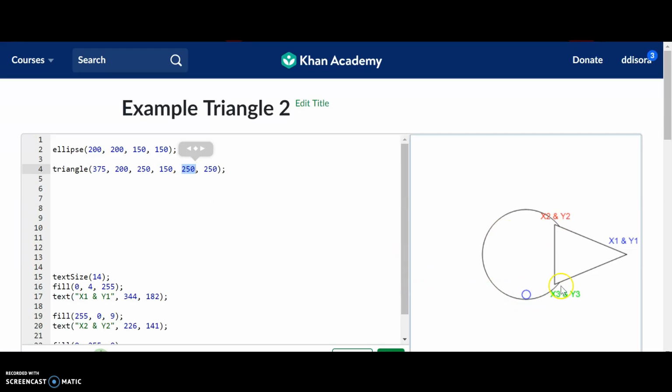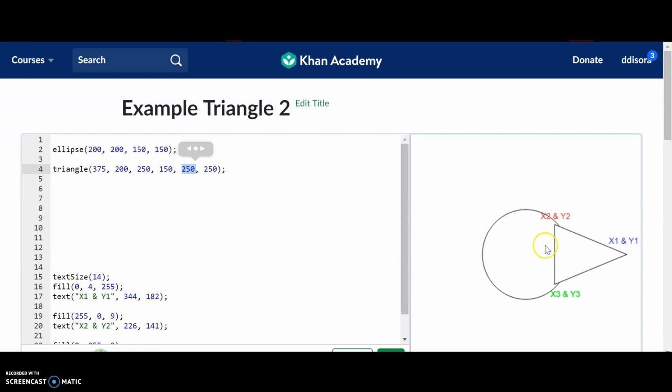Okay, so here for my x3, y3, again, I came in 250 pixels, and then I came down 250 pixels. And that will give us a nice looking beak here for our bird. So hopefully this one helps you out too. Again, just a different scenario.